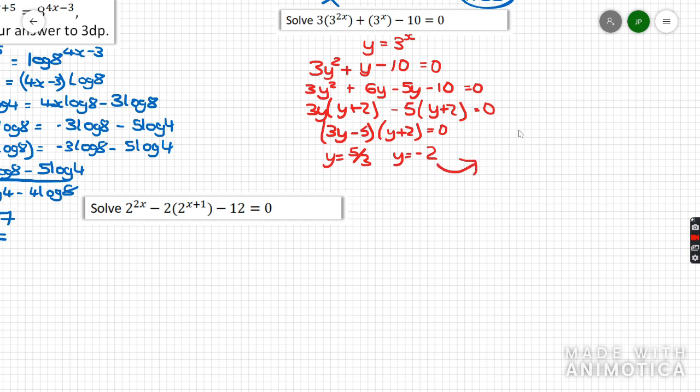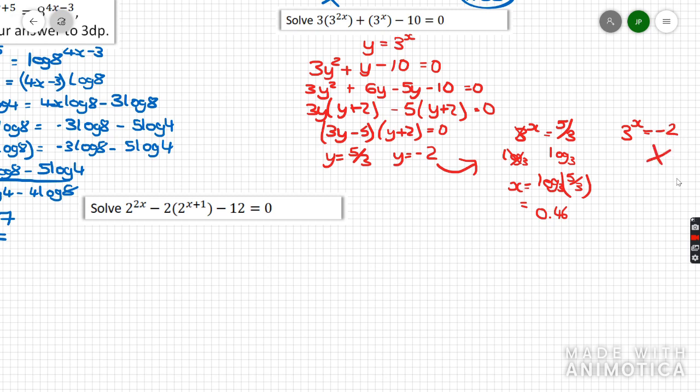So what we've actually got is 3 to the x equals 5 over 3, and 3 to the x equals minus 2. Inverses will be log base 3 of both sides, because that then cancels out that 3. So I'll have x equals log base 3 of 5 over 3, which you can put into your calculator as 0.46. And this one, because I've got a negative here, as soon as I try and log it, I am not going to get a solution. So the only answer I have is going to be 0.46.